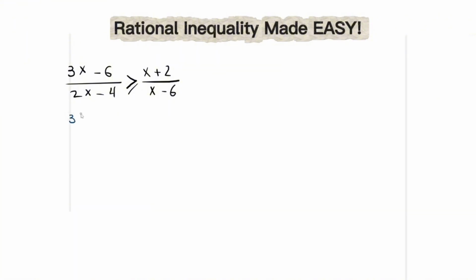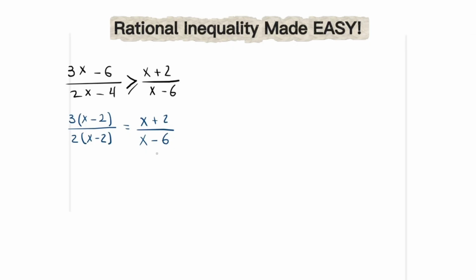We're going to rewrite this equation, and we're going to factor the 3 out from the x minus 6. So we have 3 brackets x minus 2, and then on the bottom 2 brackets x minus 2. And instead of writing the inequality sign, we're just going to say this equals x plus 2 over x minus 6.